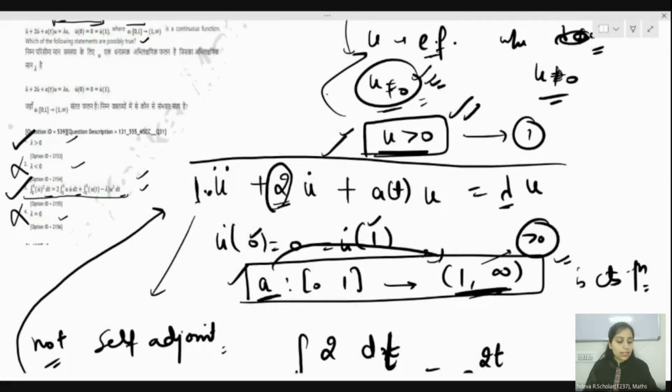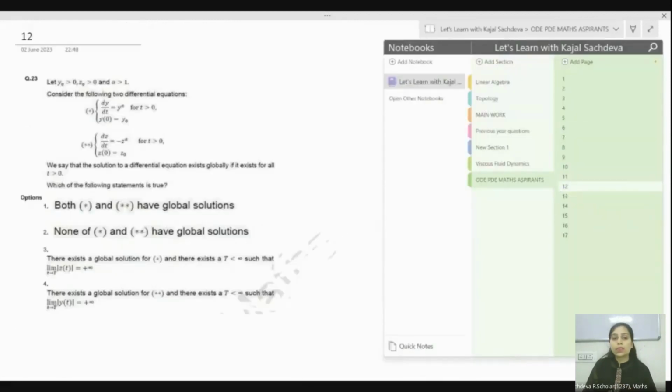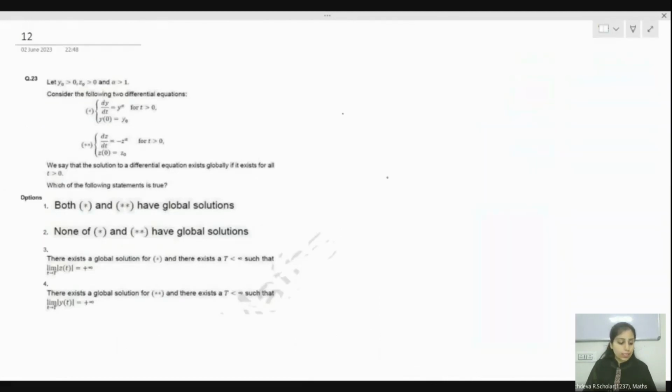So moving towards the next question. Question number 12. This is also a different problem. Let y naught be greater than 0, z naught greater than 0, alpha greater than 1. We have 3 different variables, y naught, z naught, alpha. Consider the 2 differential equations.